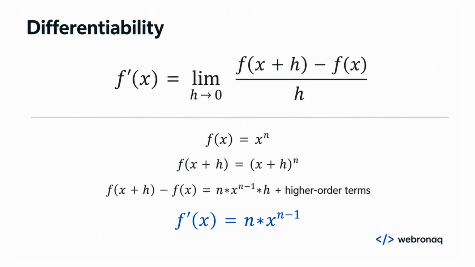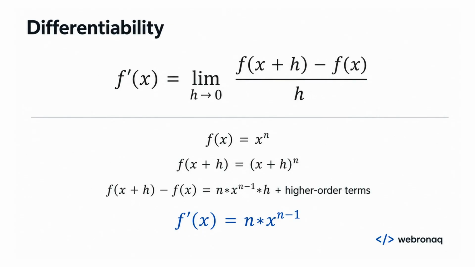Let us apply this to a single term, x to the power of n. Expanding x plus h to the power of n with the binomial theorem, the leading difference gives n times x to the power of n minus 1 times h, plus higher order terms. Dividing by h and letting h approach 0, all remaining terms vanish. We are left with n times x to the power of n minus 1. That is the power rule. Since every polynomial is a finite sum of such terms, polynomials are differentiable everywhere.